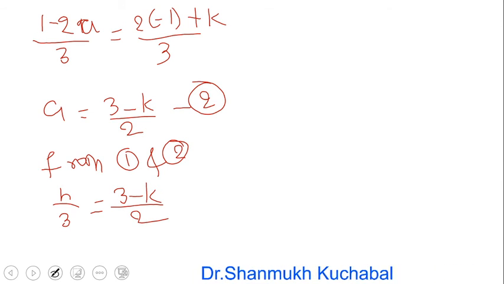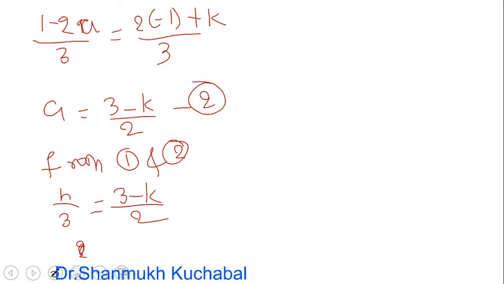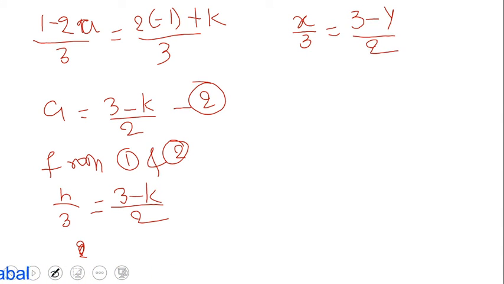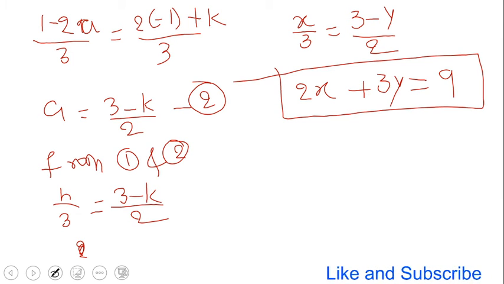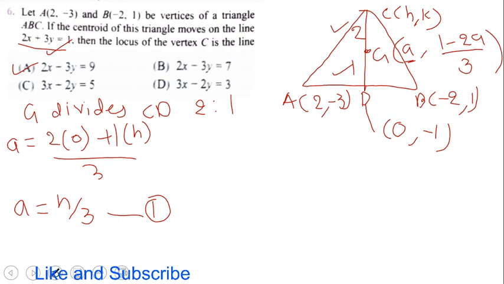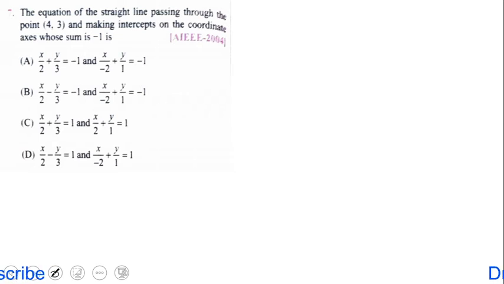Simplifying this, we take h as x, so x by 3 equal to (3 minus k), with k as y, divided by 2. Simplifying, we get 2x plus 3y equal to 9. So this is our solution. Clearly we observe that option A is the right answer here. So this is the first page solution, this is the second page solution.